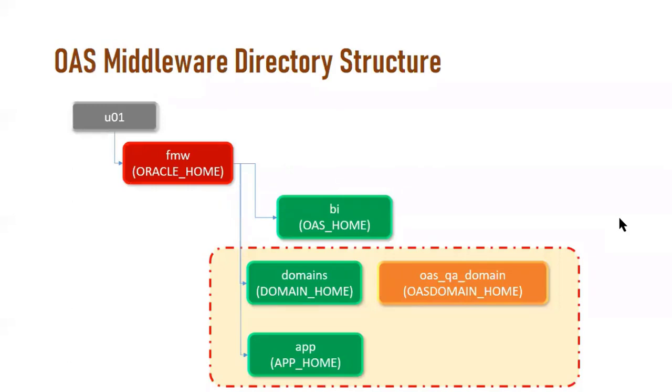Once we have completed the domain configuration, the middleware directory structure looks like this. It has U01 as a home directory where you have the FMW middleware installed. We call it the Oracle home, and the Oracle OAS home is where the installation of Oracle Analytics Server is present. Then you can see the freshly created domains in this directory. The domain home contains the latest domain, the OAS QA domain, and their applications. It is going to store the EAR file. Enterprise Manager resides in the apps folder.